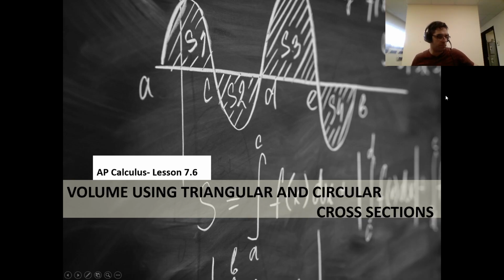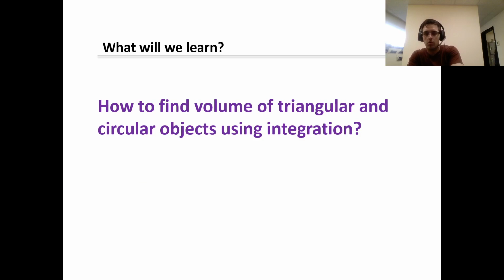This is lesson 7.6 of our calculus class. Unit 7 is called Applications of Integration. Lesson 6 is called Volume using triangular and circular cross sections. What we're going to do in this lesson is figure out how we find the volume of a triangular and a circular object using integration. So how do we write that integral?